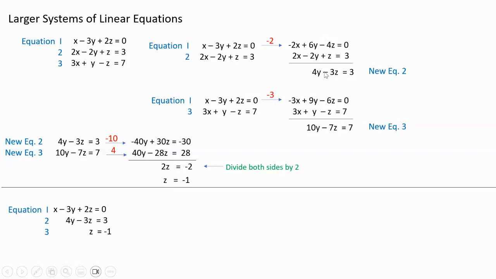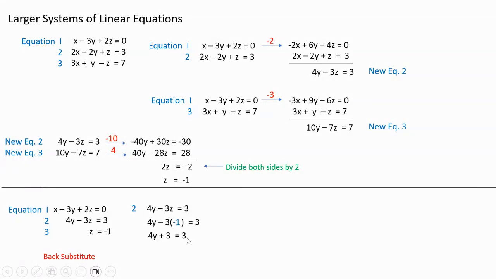Equation 2, I could have chosen the new 2 or the new 3, it doesn't matter. But I chose equation 2 because it's easier, the coefficients are smaller. And then we're going to back substitute. Okay, we know the value for z now. I need to find the values for y and for x. So I'm going to go to equation 2 and solve for y. Right? We know z is negative 1, so I'm going to plug in negative 1 for the z.